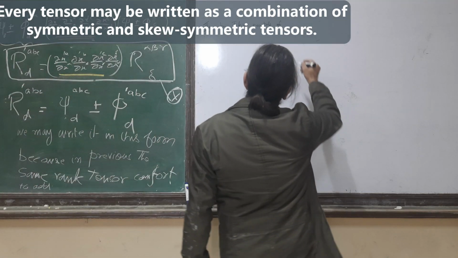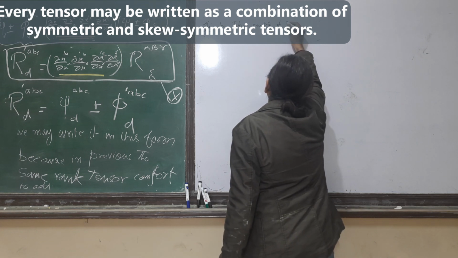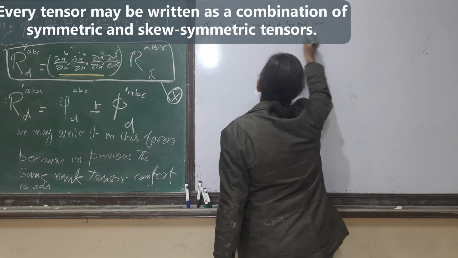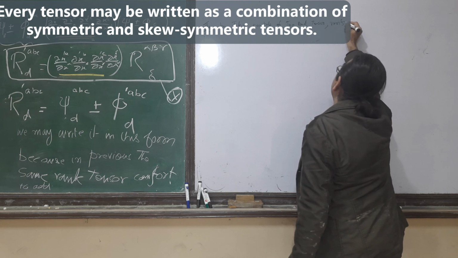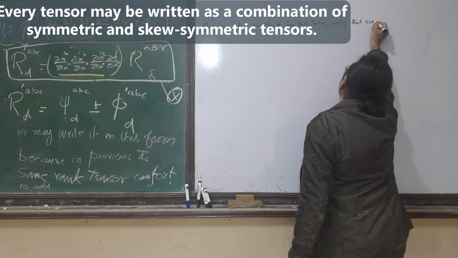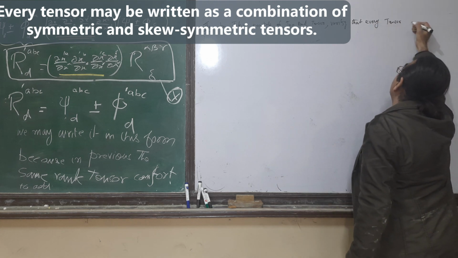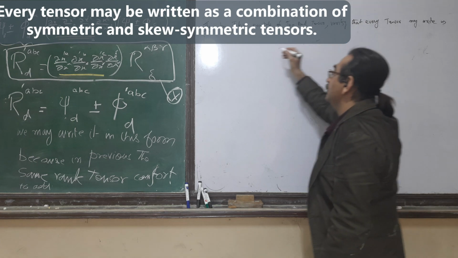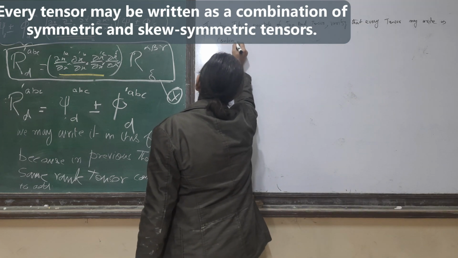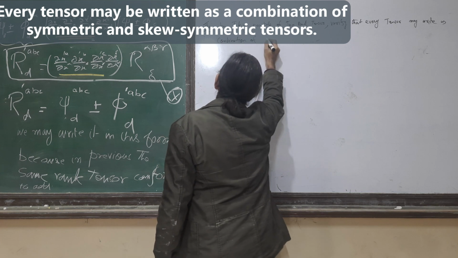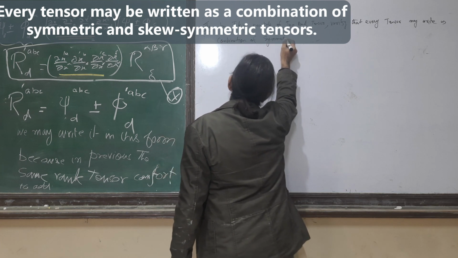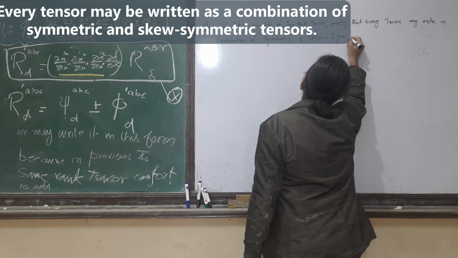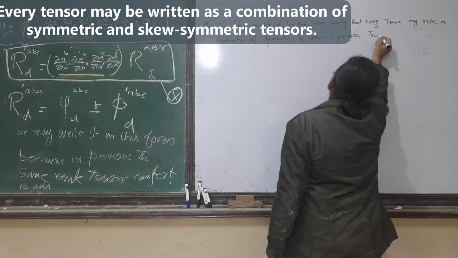Okay, by taking an example of a two-rank tensor, verify that every tensor may be written as a combination of symmetric and skew-symmetric tensor.